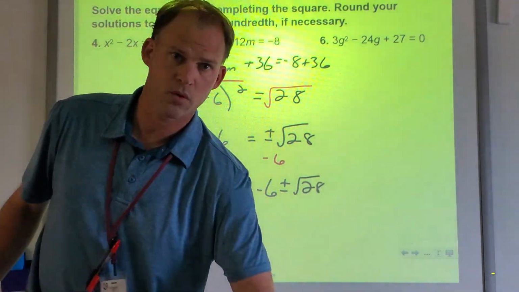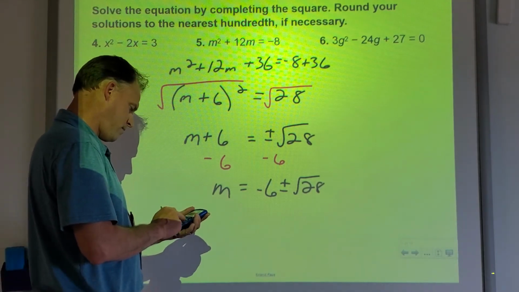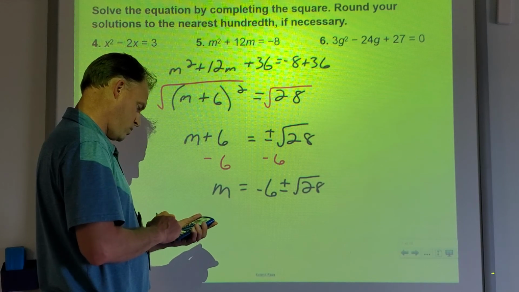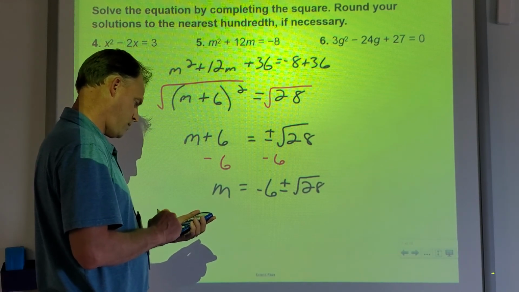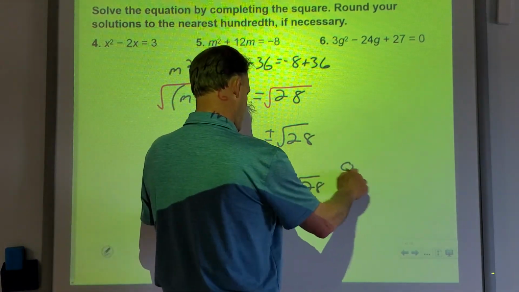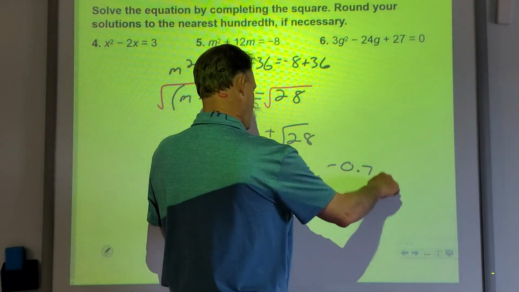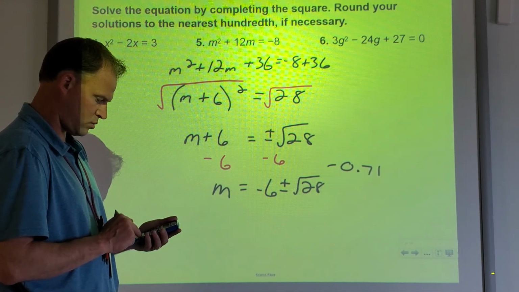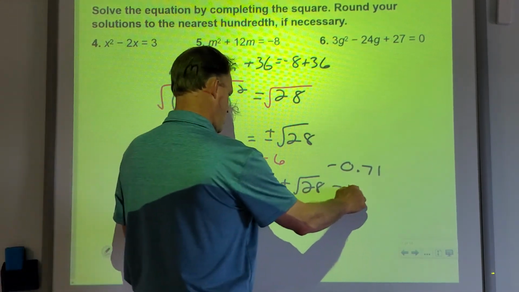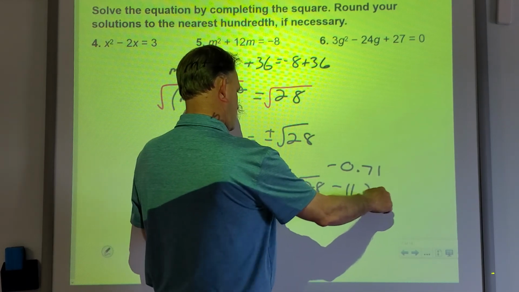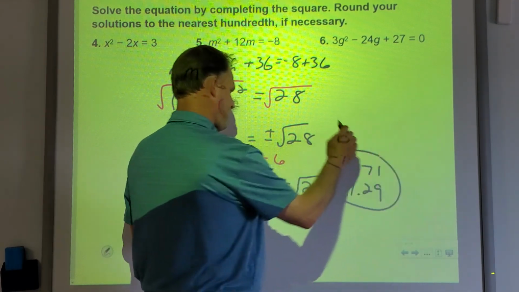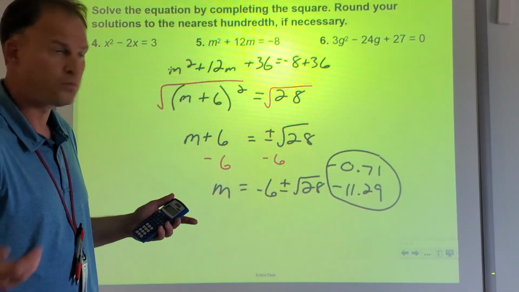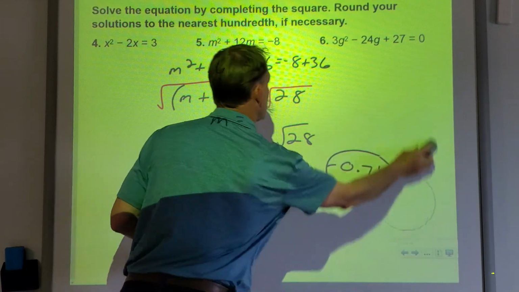Big idea is what's this going to be in the calculators? I don't hate it, I don't love it. Negative 6 plus the square root of 28. So one answer is negative 0.71. And then I go minus, negative 11.29. Questions there? All right, let's do 6.